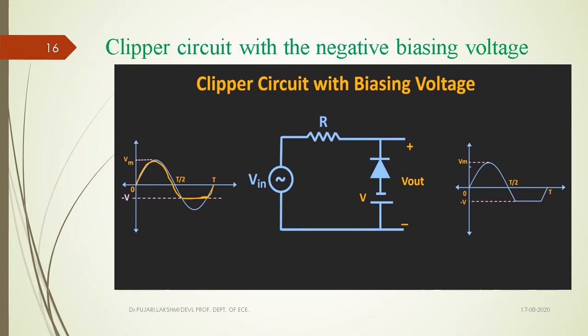So here we can observe, based on different biasing voltages, how we are observing the clipping portion of the output waveforms. After completion of these clippers, a student should be in a position to identify how we generate different shapes of waveforms suitable for different applications. This is the input waveform, and with this particular biasing condition we have observed this output waveform.